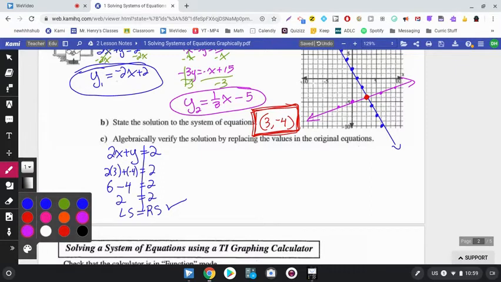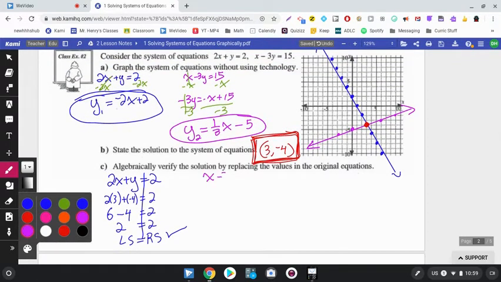Okay? It's not good enough just to check my one equation, though. I also have to go back to x minus 3y equals 15, and I plug into that one. Okay? And I put a line down. So I plugged in the x of 3, the y of negative 4. 3 plus 12, that's supposed to equal 15. All right, you get the very obvious statement of 15 equals 15. Left side equals right side. So I have verified my answer. The point 3, negative 4, it satisfies this, and it satisfies this.